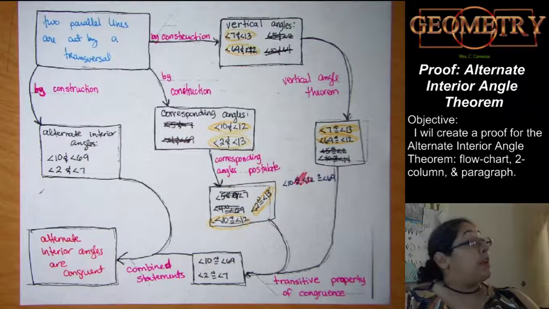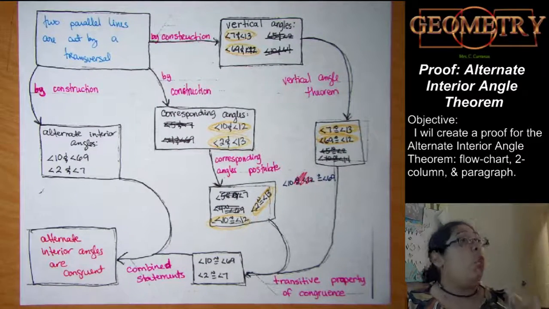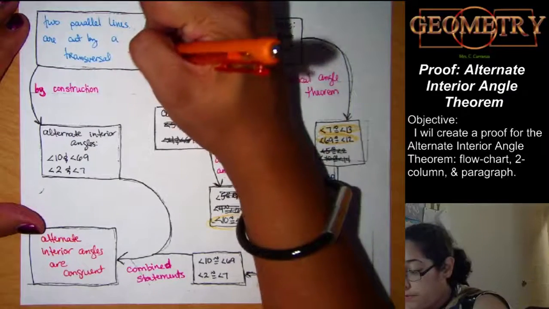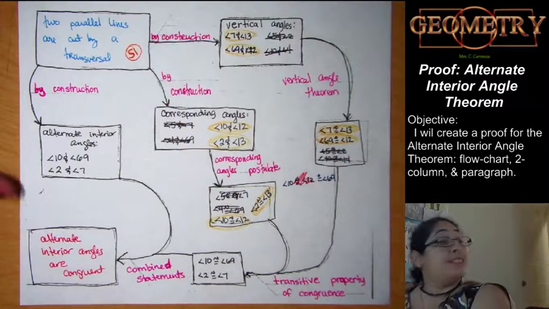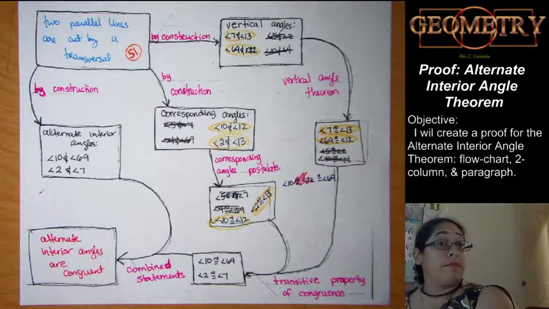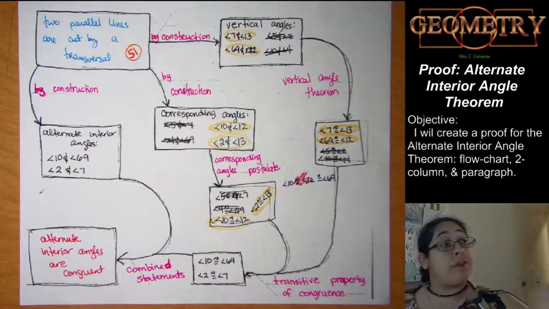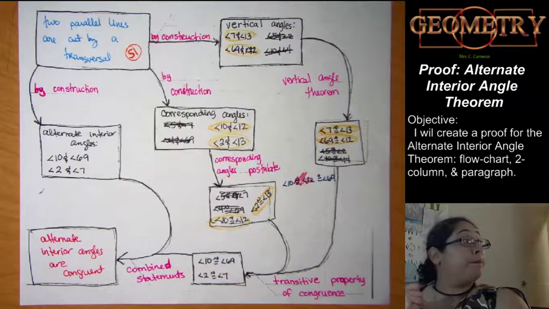Now to show you how to get it to the 2-column, we need to do a little bit of labeling. What was the first statement we started with? 2 parallel lines are cut by a transversal. This one right here. I'm going to label it statement number 1. And now you have 3 paths to choose. You can take the left path, the middle path, or the right path. Which one do you want to take? It doesn't matter. Just pick one.